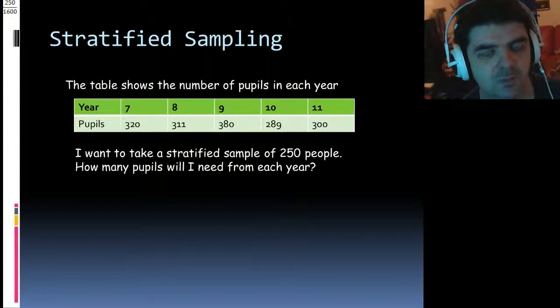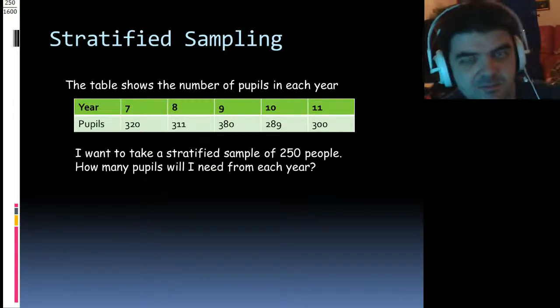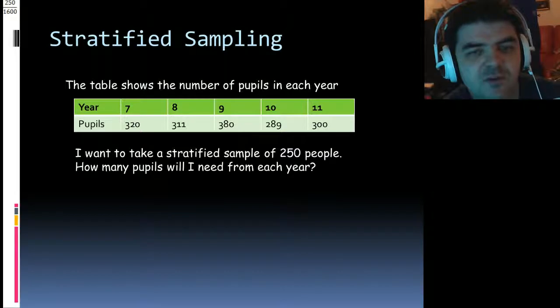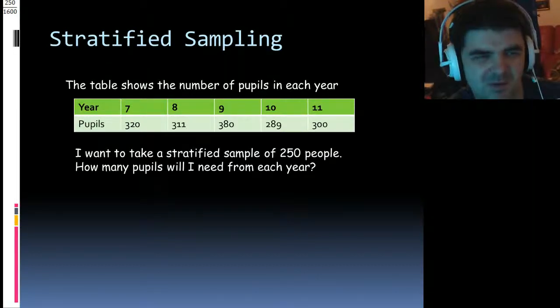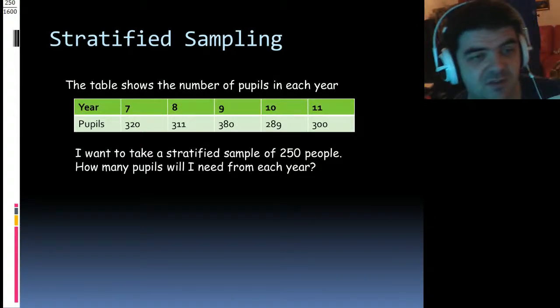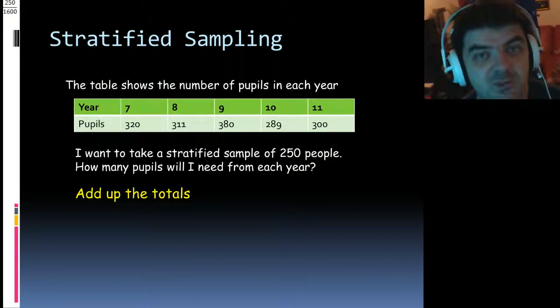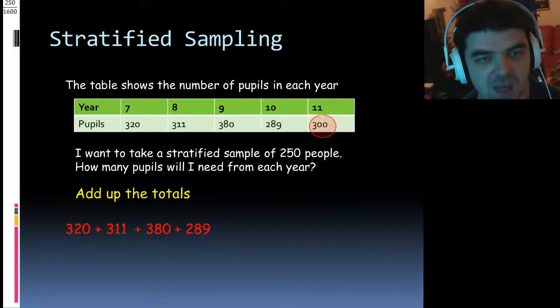Next, a more typical example. The table shows the number of pupils in each year, exactly the same lot. I want to take a stratified sample of 250 people. So how many people do I need from each year? Basically it's saying I need 250 people in total, but how many am I going to pick from each year so that it's fair? The first step in a stratified sample is to add up all the totals to know how many people you have altogether. So 320, 311, 380, 289, and 300 gives a lovely round 1600.